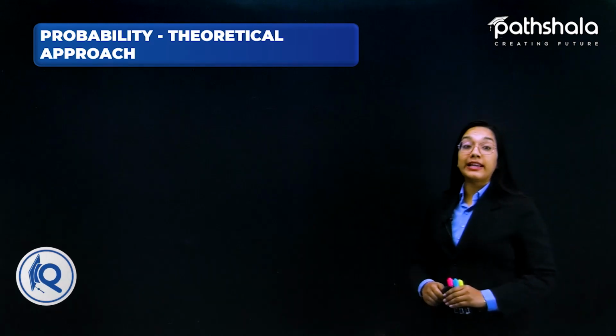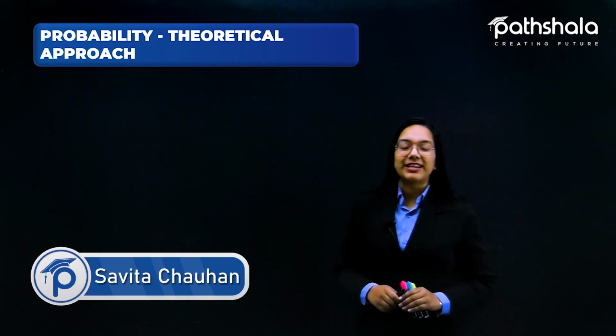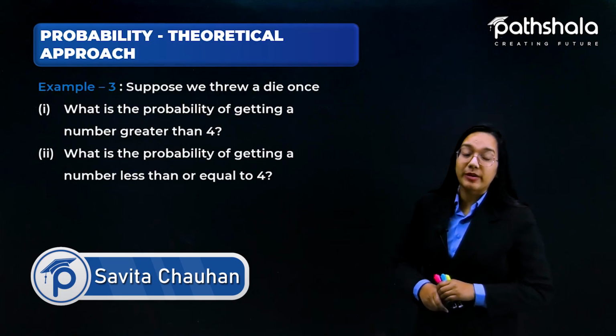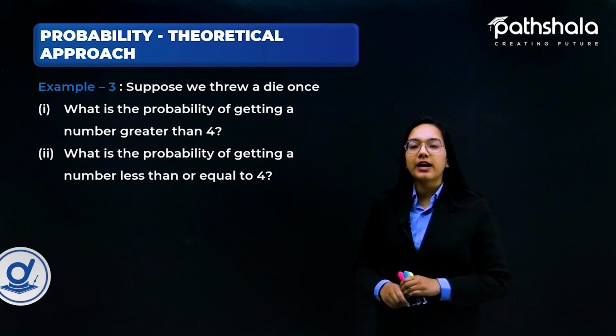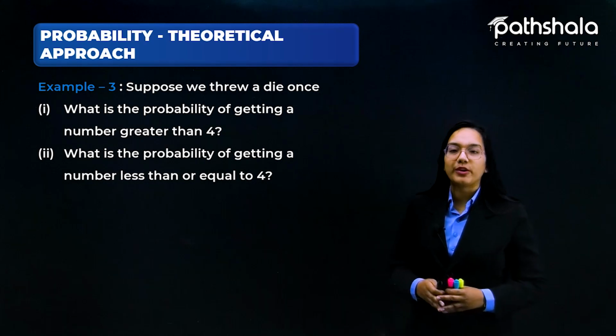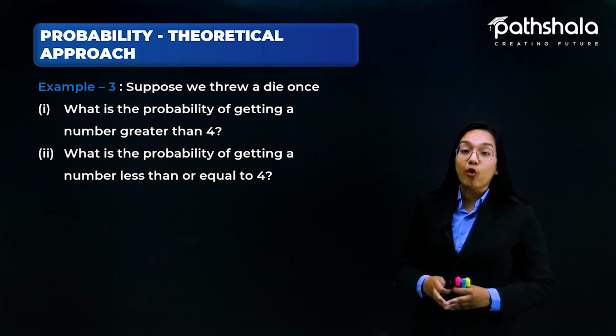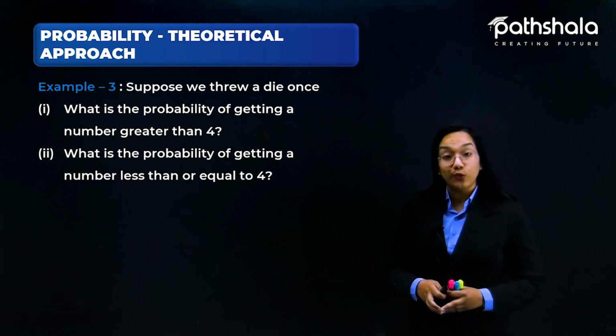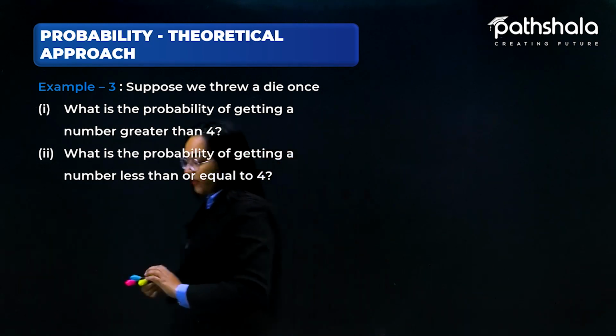Now, after the definition of the elementary events, let's proceed further with the examples. Suppose I'm talking about example number 3. It says, when we throw a die once, what is the probability of getting a number greater than 4? And what is the probability of getting a number less than or equal to 4? So let's start the answer for the very first part.